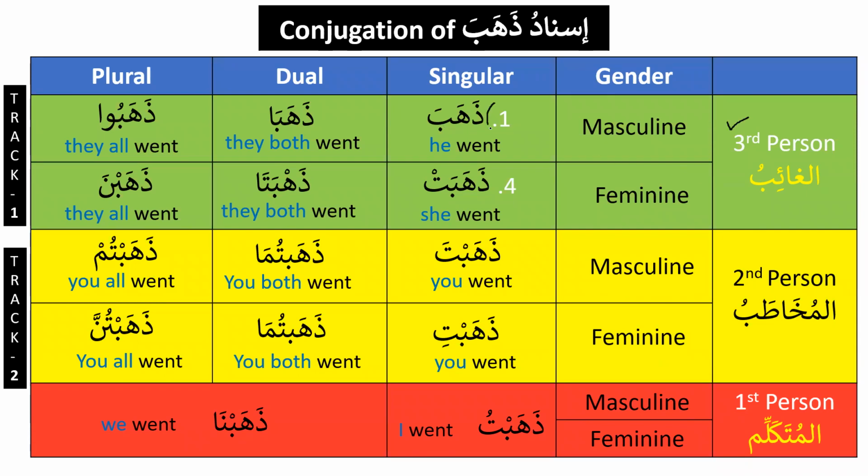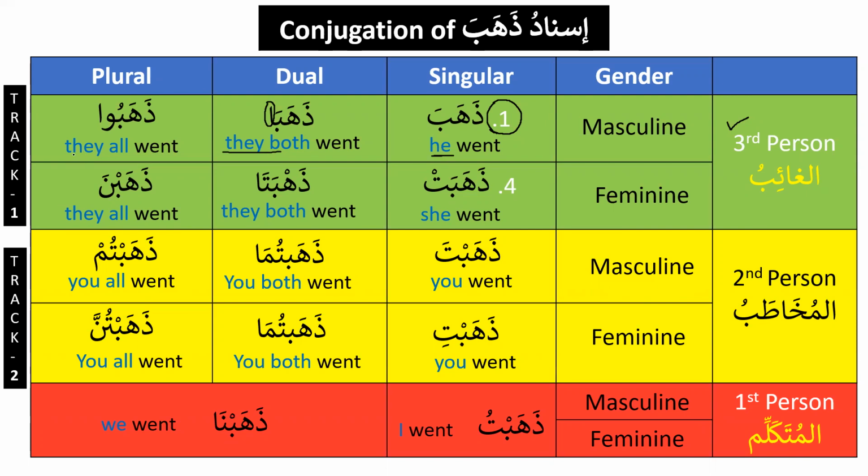And this is also very, very important. Forms 1 and 4, these are very, very important forms. Inshallah, we will learn more about it when we start the next lesson. So dhahaba, he went. Here in dhahaba, the doer is inbuilt. Dhahaba, they both went. So here also the doer is inbuilt. And the grammarians say that this alif represents the dual. And here in dhahaba, the doer is hidden inside, that is mustatir.